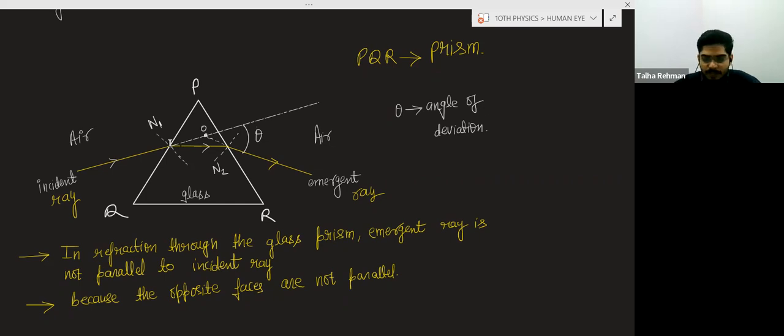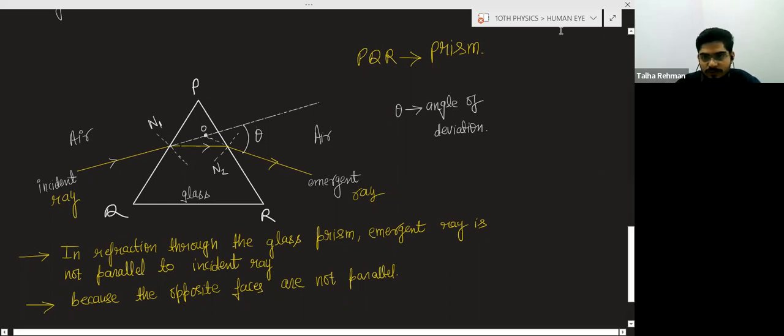Okay, and there is one more thing I want to tell you. Different colors have different wavelengths and different frequencies. Like red color has the maximum wavelength among the seven colors. So basically now we will discuss the dispersion of light.